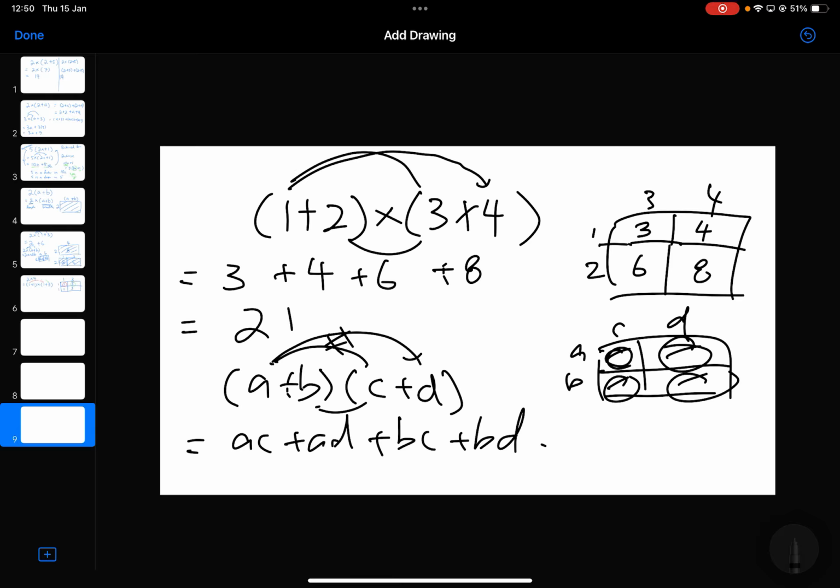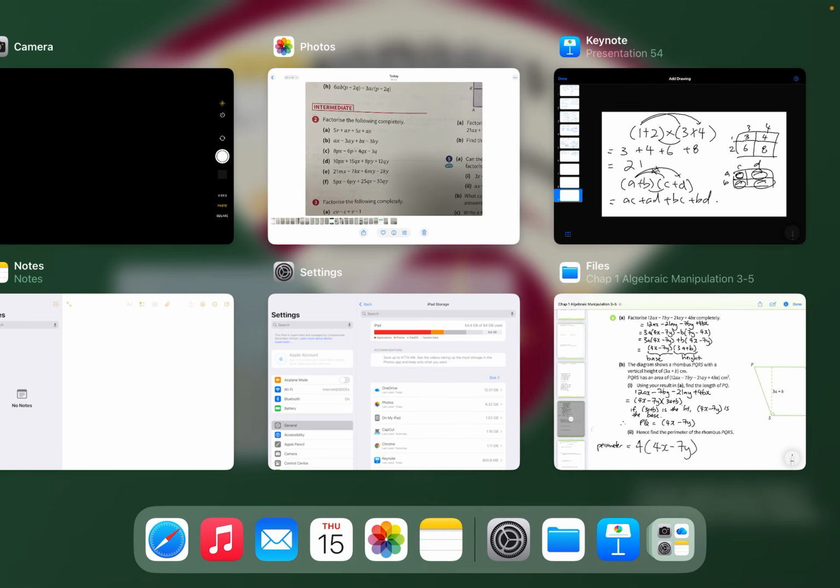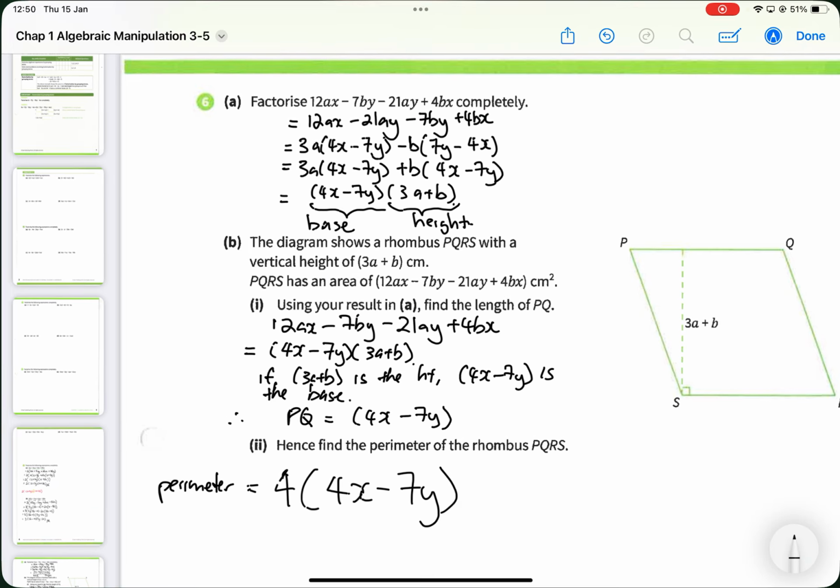Okay? So expansion is like that. This is the general idea. Always like that. Then let us go and look back at our workbook. We can go to 1.2 already.